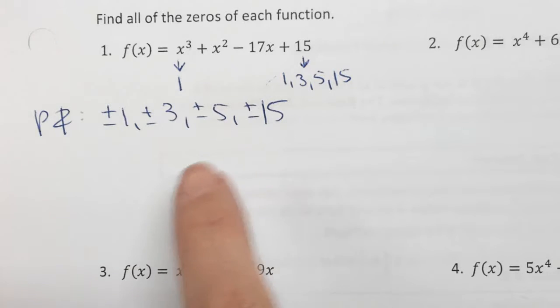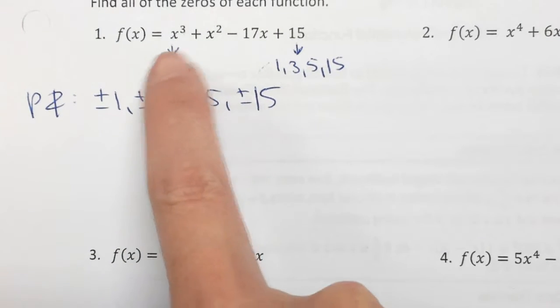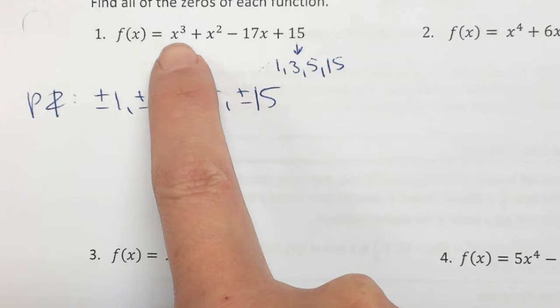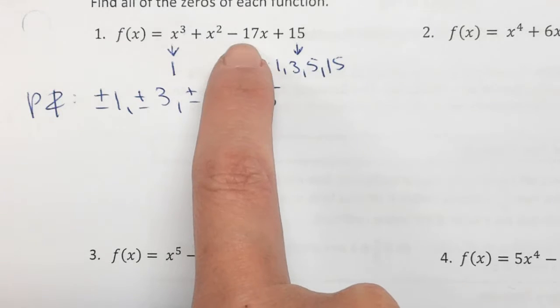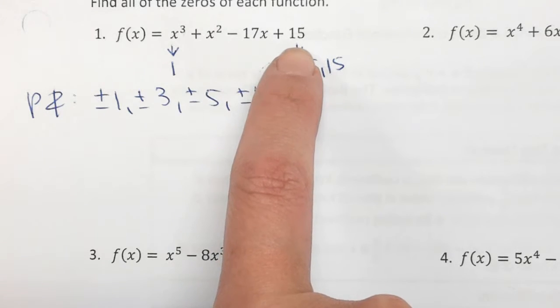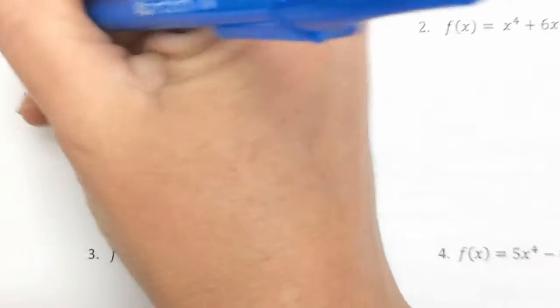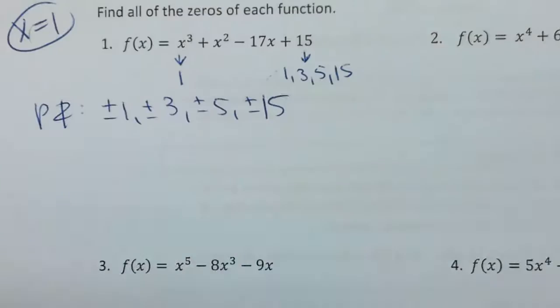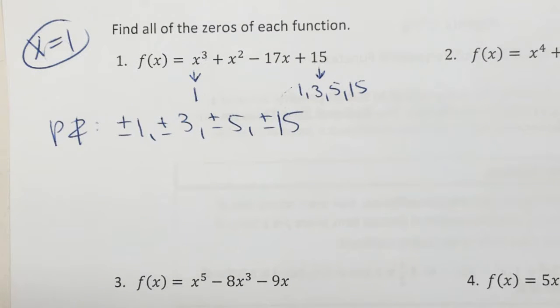So let's try 1. 1 is a possible zero. Alright, so if I plug in 1, 1 cubed, 1 plus 1, 2. 2 minus 17, plus 15. Okay, so 1 does work. We found 1. Right, x equals 1. That's one of the zeros. We have how many more to find? 2. Okay, but once you find one of them, it's easy from here.